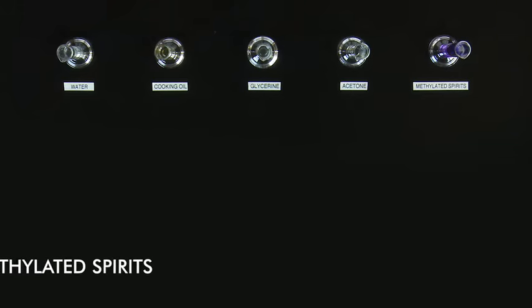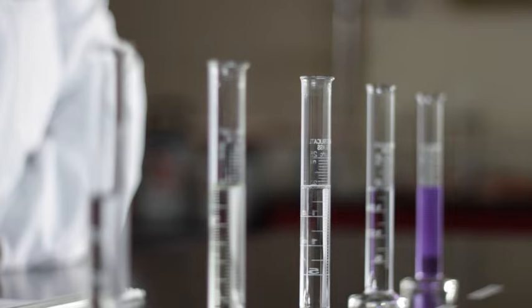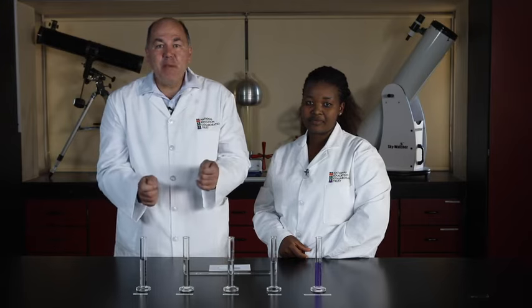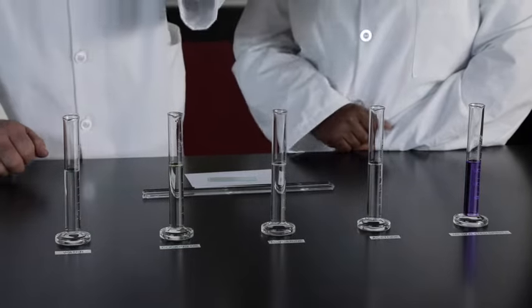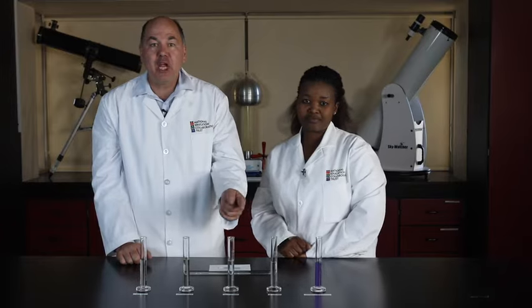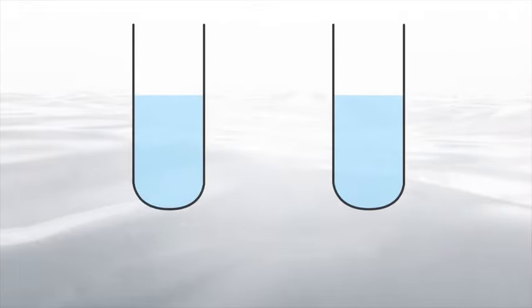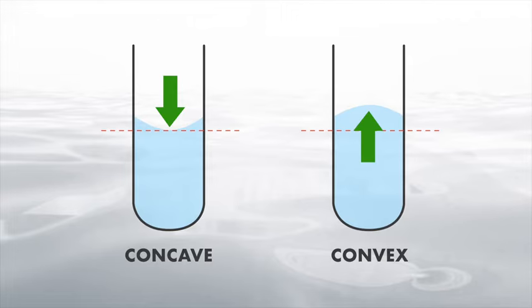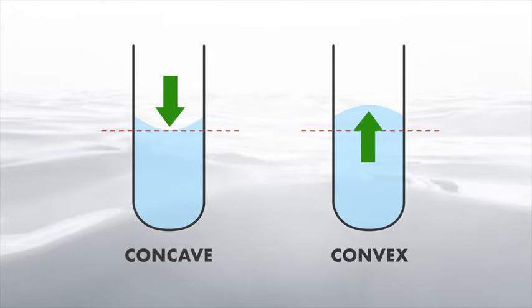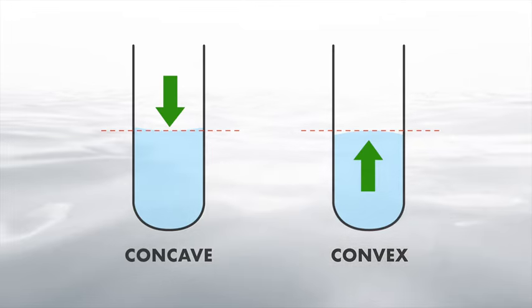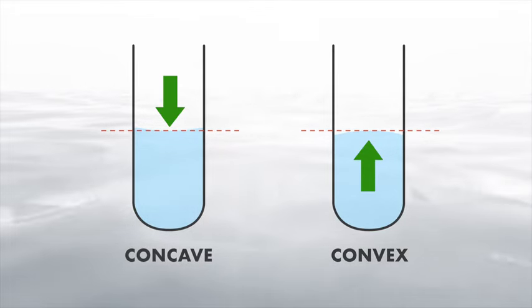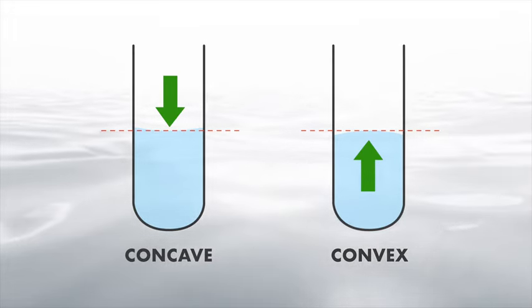To see the meniscus more clearly, we're using a small measuring cylinder. We add the same amount of liquid to each of the measuring cylinders, and then we take a closer look at the shape of the meniscus. The meniscus can be concave or it can be convex. Or the meniscus can be almost flat or slightly concave or slightly convex.